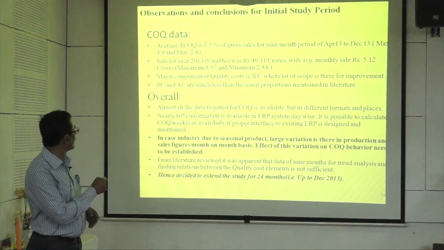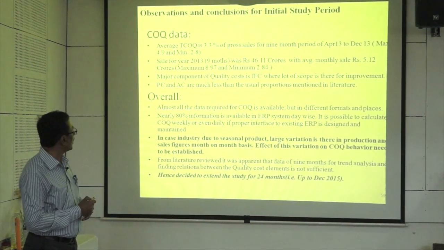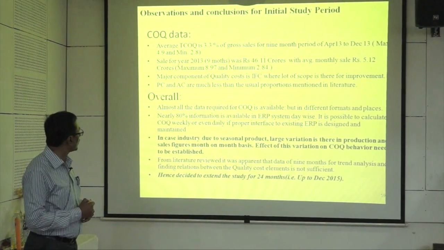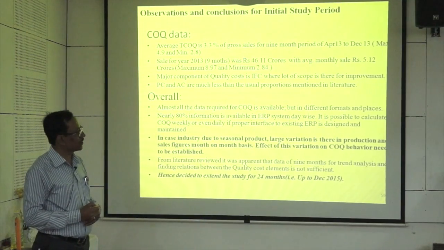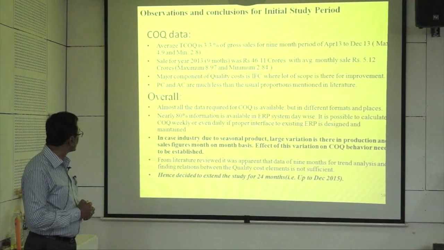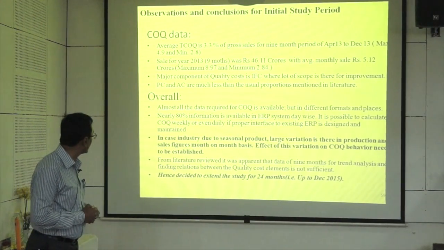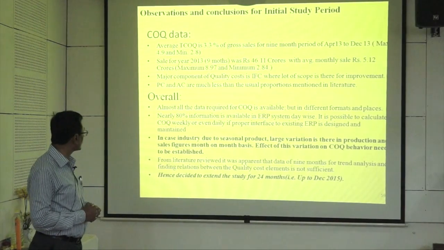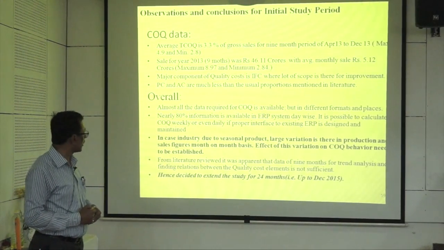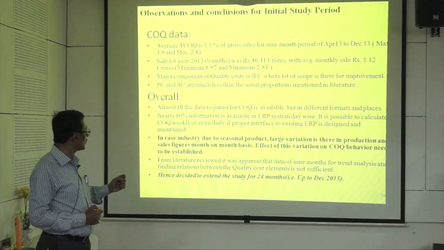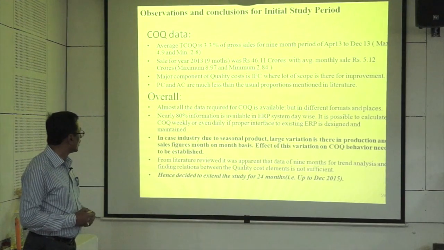Then the observations from that graph. Here it was found that average monthly sales is 5 crore, whereas between the minimum and maximum there is a lot of difference. Okay. And PC and AC are much less than the usual proportions mentioned in the literature. That was the finding in the first portion. So overall observations: all the quality cost data is available in different formats and different places. So it has to be properly collected. Okay. A lot of data is available on a day-wise level also. And some data we have to go for monthly.